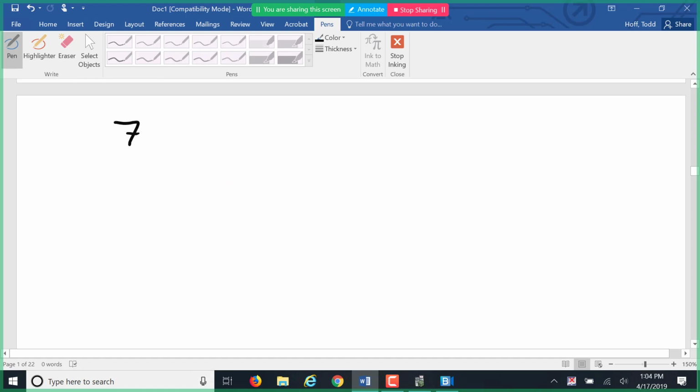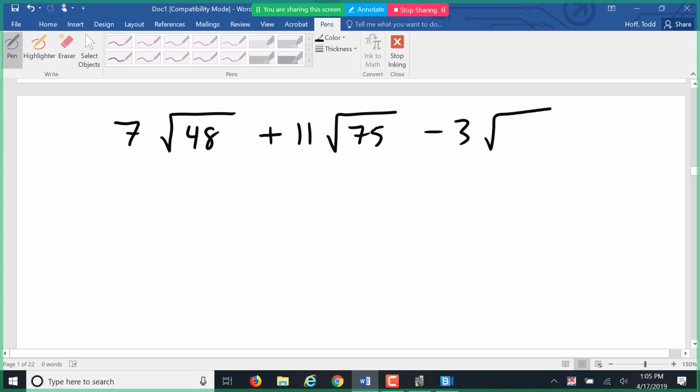So we might have 7 times the square root of 48 plus 11 times the square root of 75 minus 3 times the square root of 27. In your notes, I want you to combine and reduce those for me.